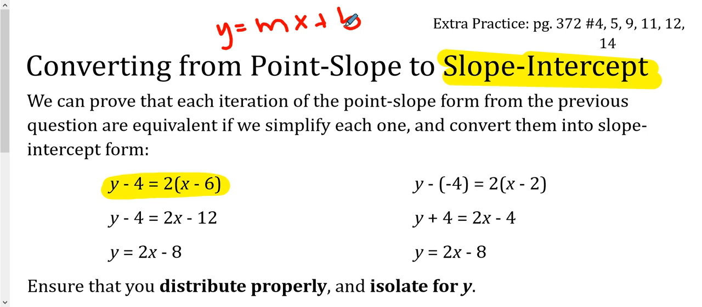So to make our point slope form look a little bit more like that, first thing I'm going to do is distribute into those brackets. So I'm going to do 2 times x and get a 2x. And then I'm also going to do 2 times that -6, making sure we're following those distribution rules that we know. Then I want to bring that 4 to the other side. I want to get y isolated, so I'm going to add 4 to both sides. That leaves me with y equals 2x minus 8.